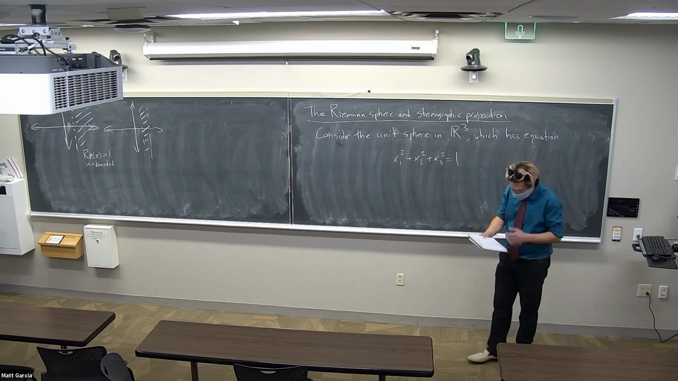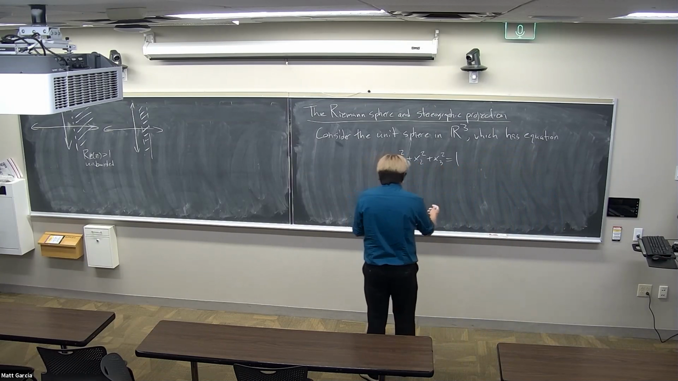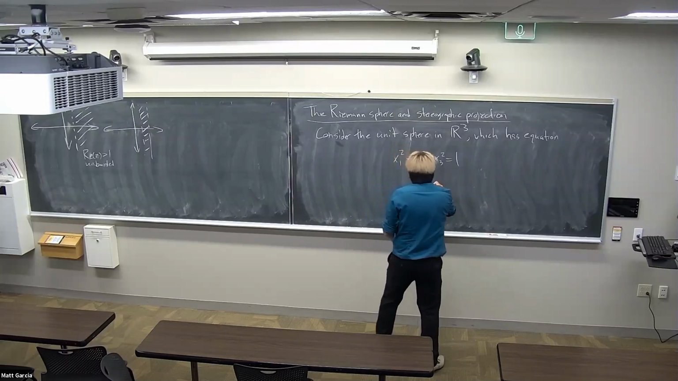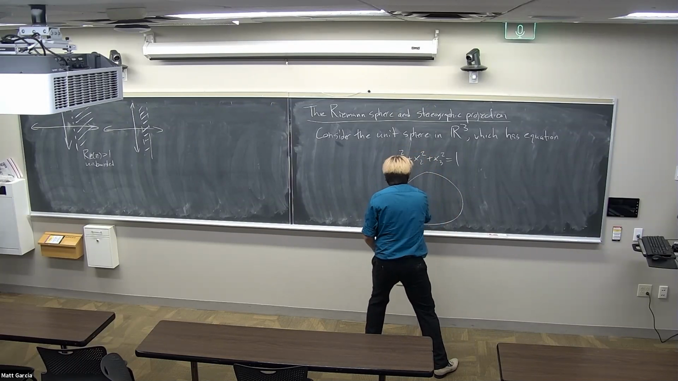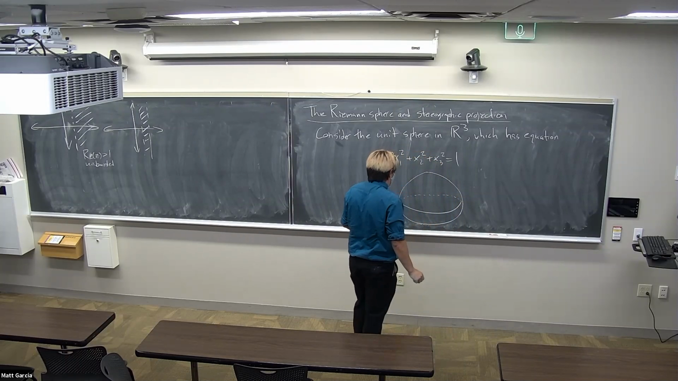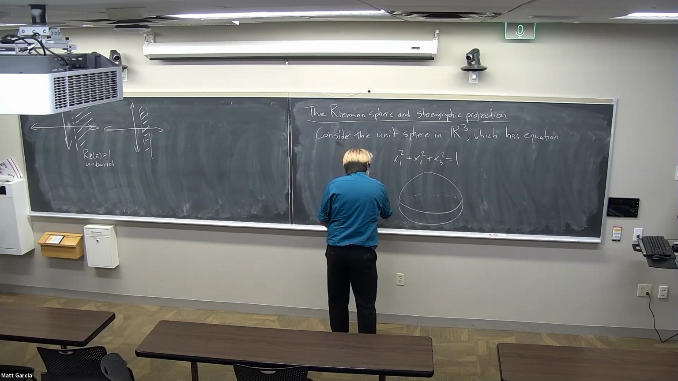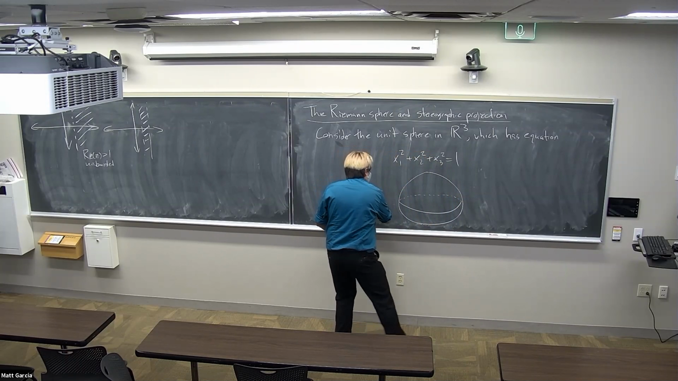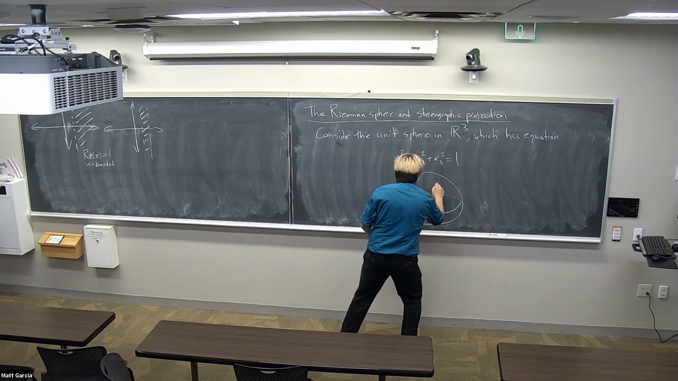Okay, so let me draw this sphere. See if I can draw this sphere. It's not so bad. Okay, maybe more of an onion than a sphere. And let me also draw in this diagram an equatorial plane.